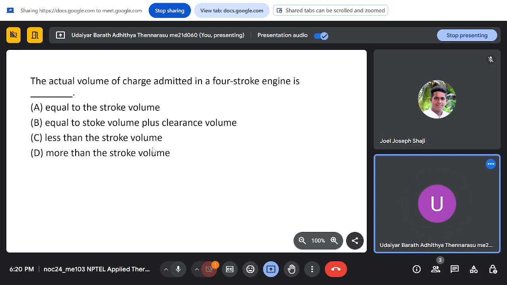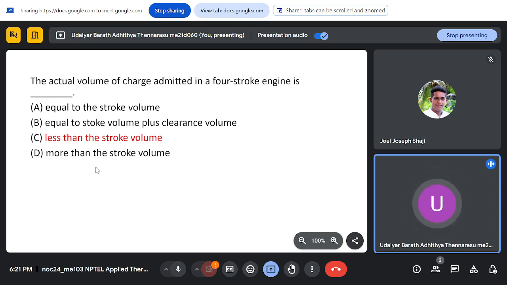The next question is, the actual volume of charge admitted in a 4-stroke engine is dash. A, equal to the stroke volume; B, equal to stroke volume plus clearance volume; C, less than stroke volume; D, more than the stroke volume. So what do you think it will be? What will be the actual volume of charge admitted in a 4-stroke engine? So the answer is less than stroke volume.